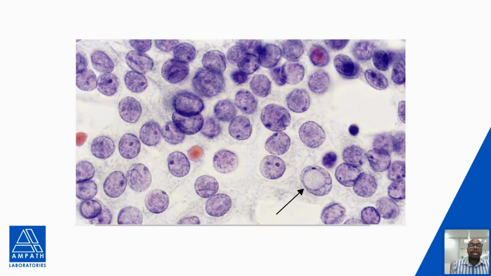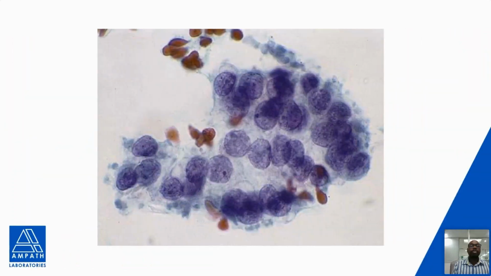So in this micrograph, we can see that these cells, these nuclei show pallor. You have got nuclear grooves, and the arrow shows nuclear pseudo-inclusion. You have nuclear overlap and crowding. So this one, you can confidently make the diagnosis of papillary thyroid carcinoma.